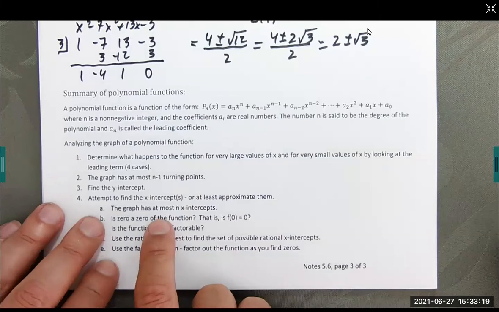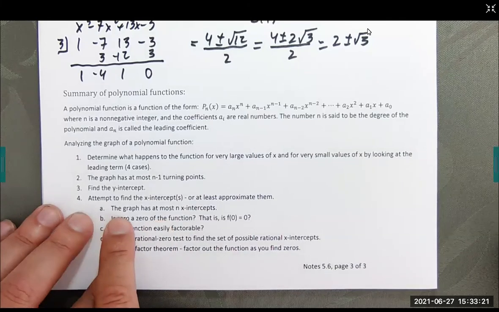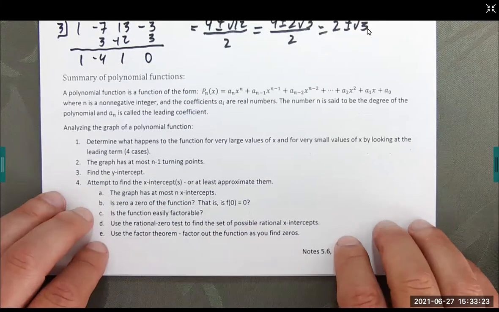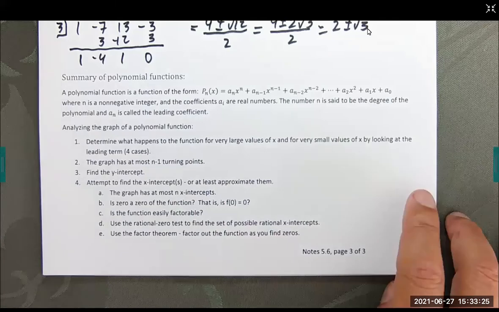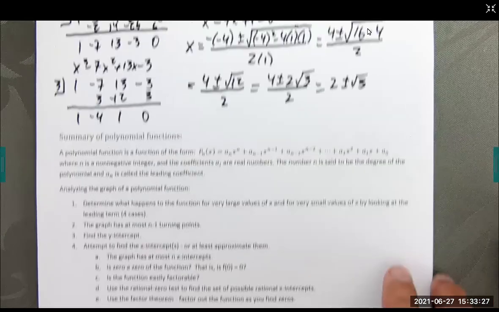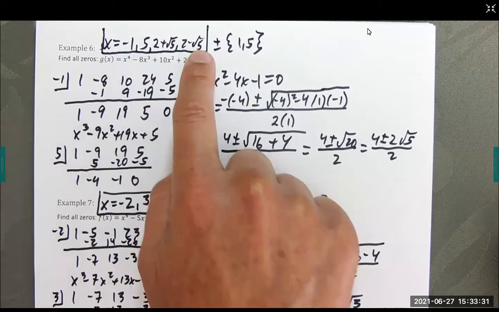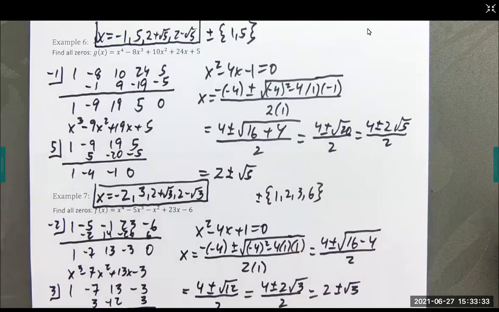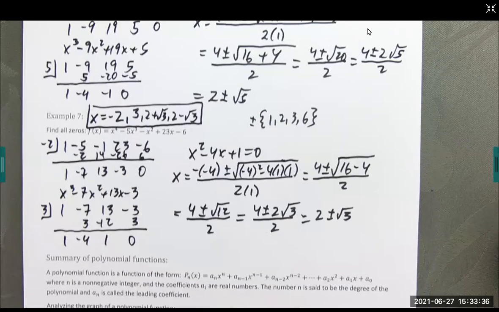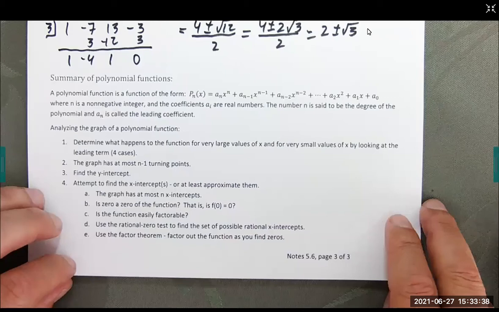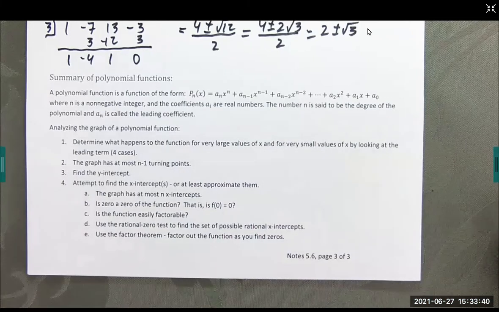And so here we go. A graph has at most n x-intercepts. For example, the previous two that we just did actually have 4 distinct, 1, 2, 3, 4 distinct x-intercepts. The only time you wouldn't is if you had complex numbers or multiplicities.